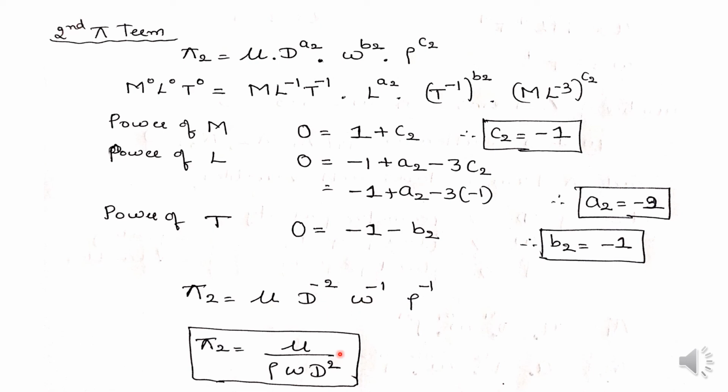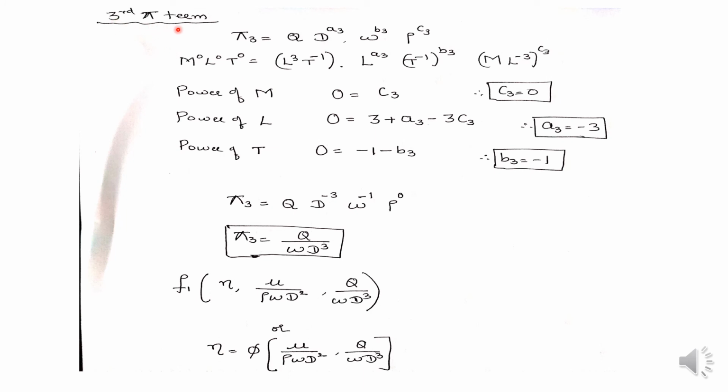Now pi 3 is equal to discharge Q into d to the power a3, omega to the power b3, rho to the power c3. Again writing the dimensions for the LHS and RHS of the equation: M to the power 0, L to the power 0, T to the power 0. For discharge, the dimension is L cube T to the power minus 1. D is L to the power a3, omega is T to the power minus 1 to the power b3, density is M L to the power minus 3 to the power c3.